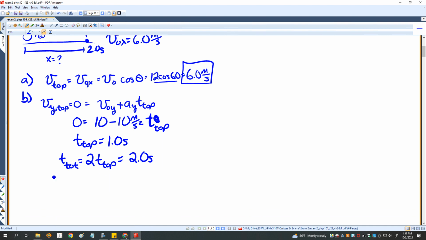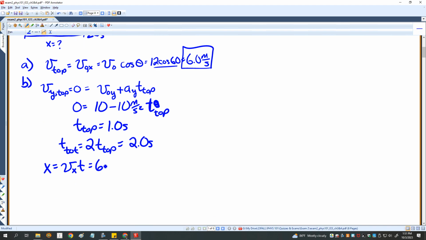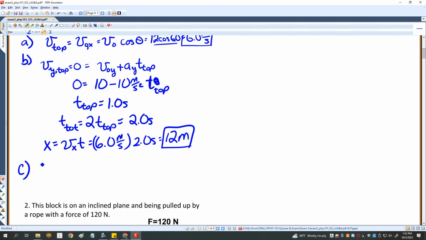Now to find the horizontal range, I say x is equal to vx times t. I've already found vx. It's right here. It's equal to my v naught x, so it's equal to 6 meters per second times 2.0 seconds, or 12 meters. So that's that answer. And then what is the speed at t equal 1.7?